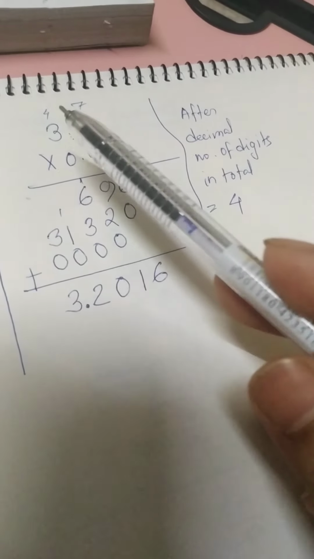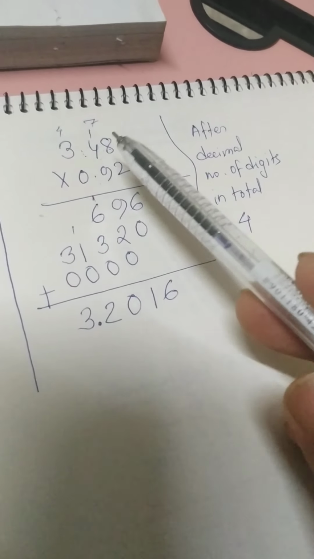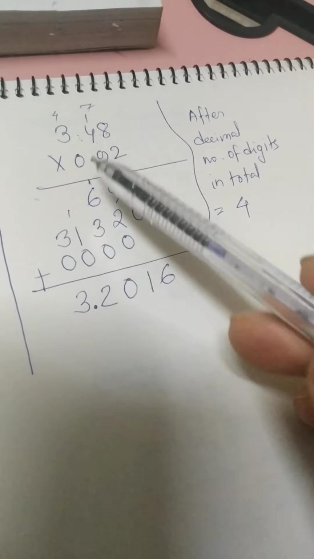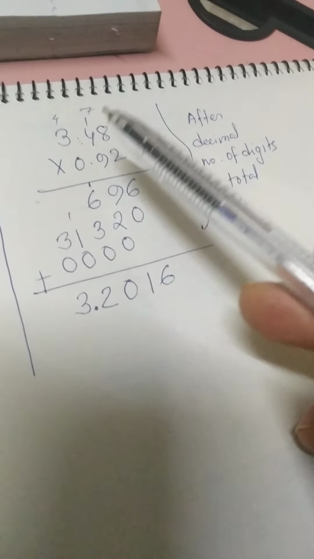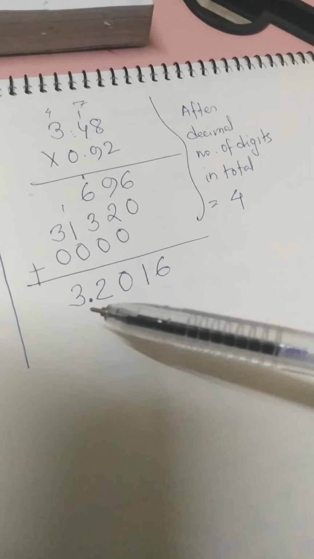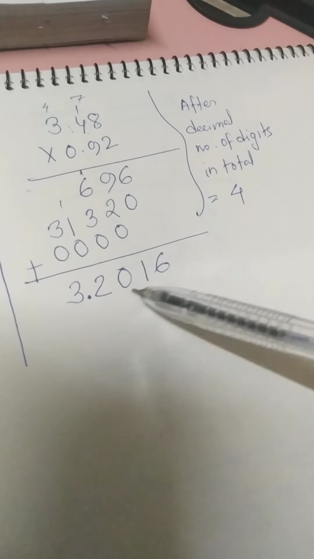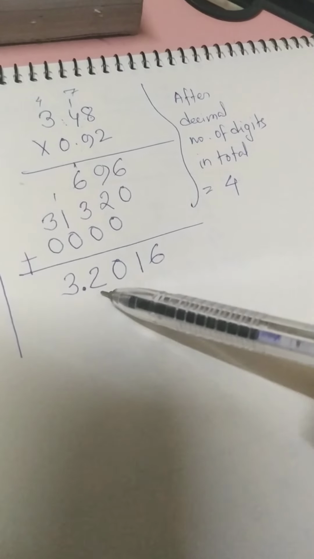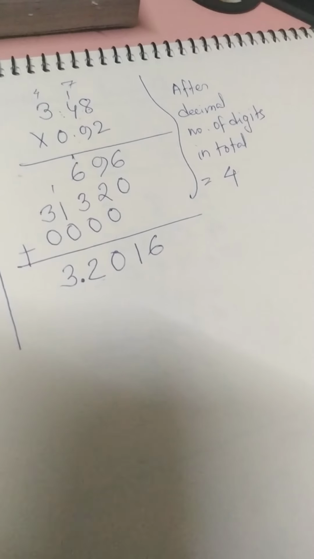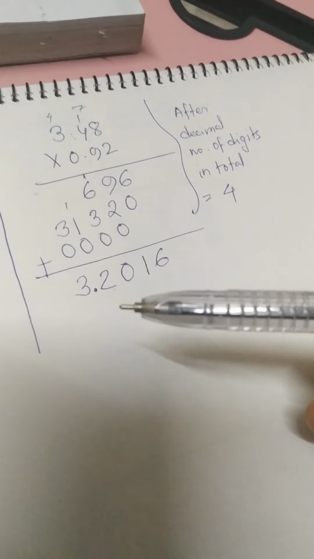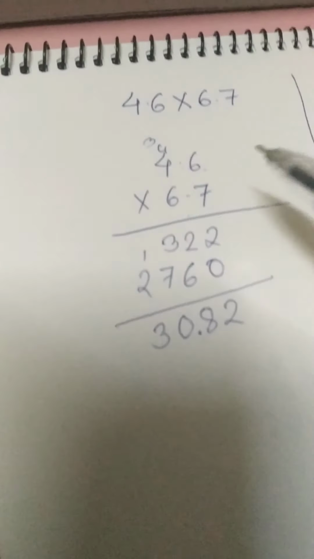Got it? So first of all, if I am multiplying a decimal number with another decimal number, first we need to multiply normally, then we need to check after the decimal how many digits are there in total. So in my answer also I'll place the decimal in such a position where I get the total number of digits, that is 4. So I place the decimal. After the decimal, how many digits are there? 1, 2, 3, 4. Got it? So this is the way we need to multiply a decimal number with another decimal number. Okay, this is for 2 digits and this is for 4 digits.